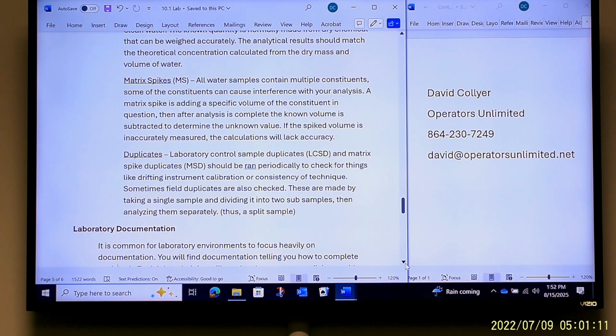Duplicates are another means of quality control. Laboratory control samples and matrix spike duplicates should be ran periodically to check for things like drifting instrument calibration or consistency of technique. Sometimes field duplicates are also checked. These are made by taking a single sample and dividing it into 2 subsamples, then analyzing them separately, thus a split sample.